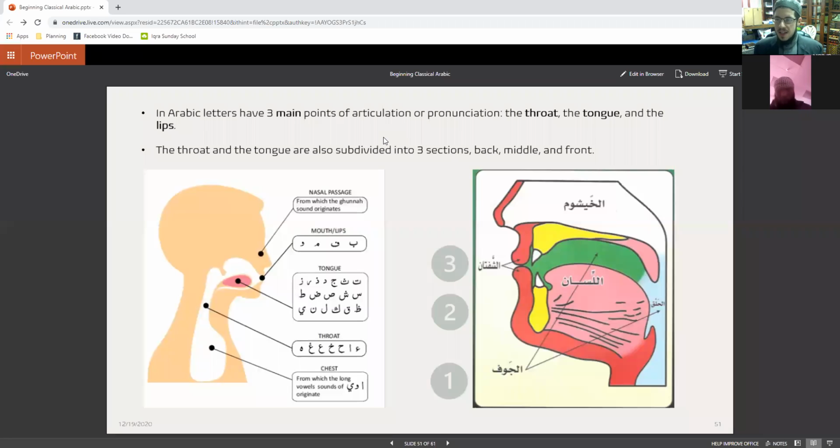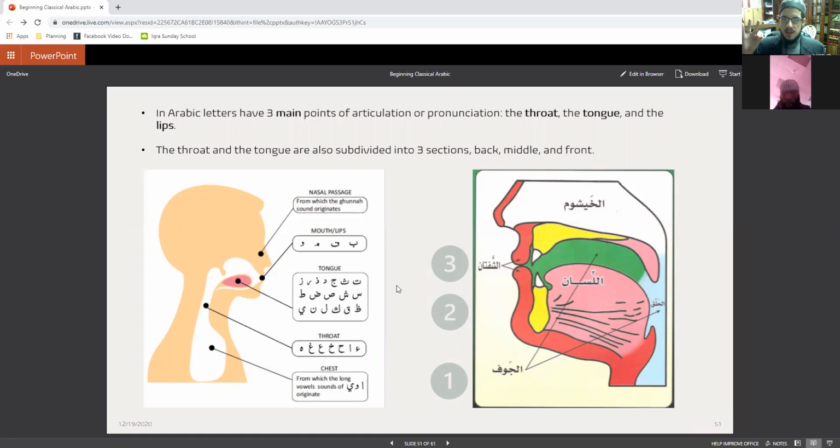Well, just like in English, the factor that determines this is where in the mouth the letter is being pronounced. We have a really excellent diagram here of different parts of the human anatomy and where the letters come from. Anybody who's studied tajweed should be familiar with this somewhat.